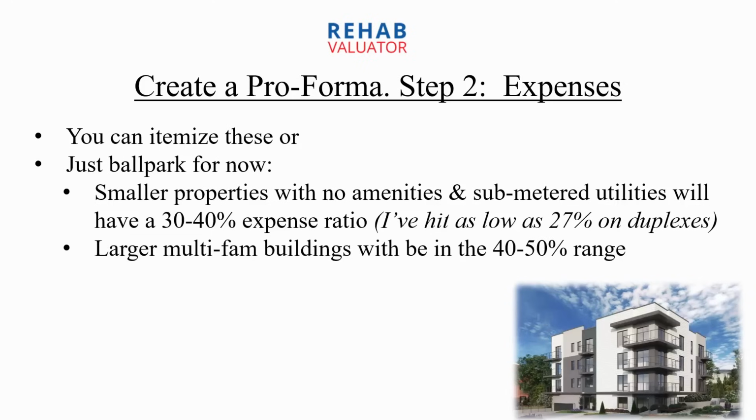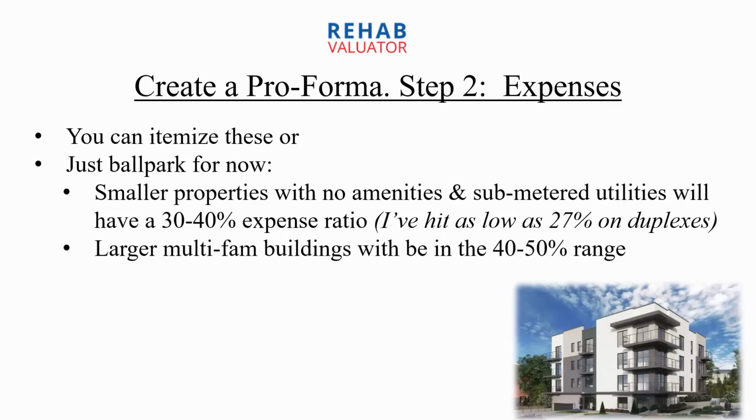On larger properties that have amenity spaces that you need to maintain, common areas where you have to pay for utilities, on-site management, the expense ratio is going to be in the 40 to 50% range. If you're running at 50%, you're really running your building inefficiently. I've seen even larger buildings hit 35 to 37% before. It really just depends on the quality of the management and the type of market that you're in and the type of building that you have. It really varies, but that should be a rough ballpark for you.